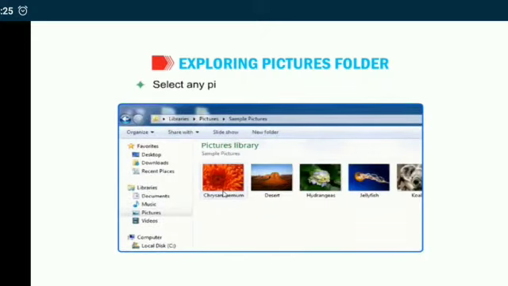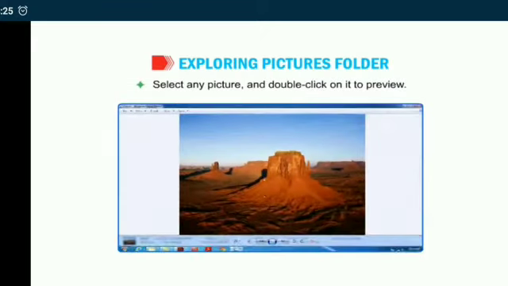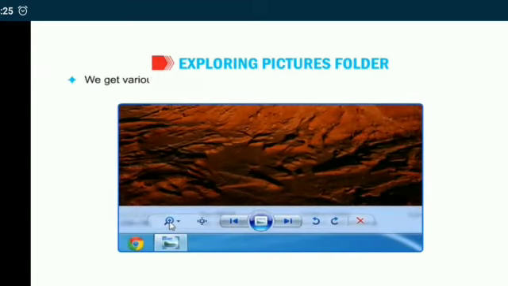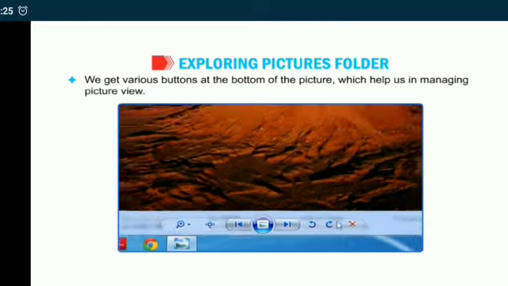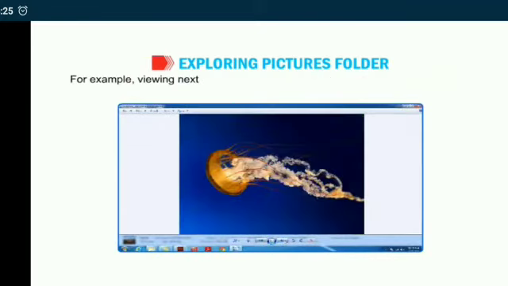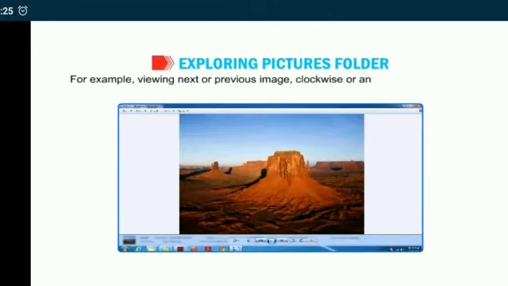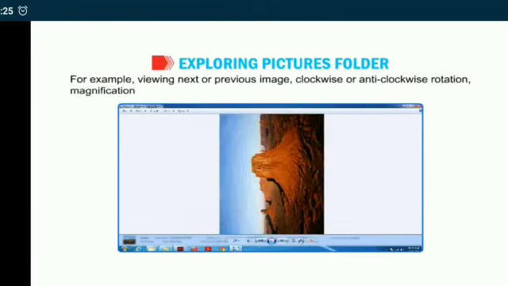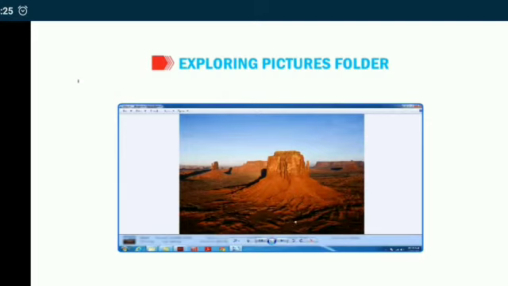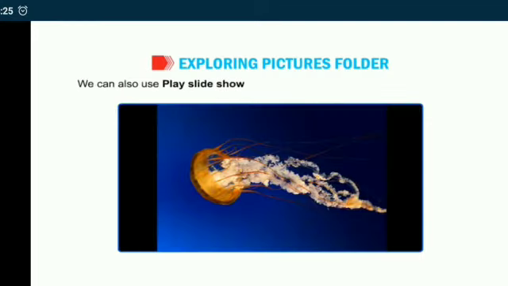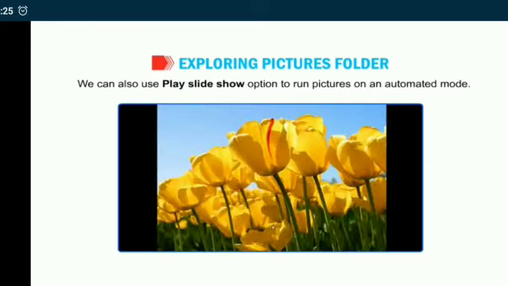Select any picture and double-click on it to preview. We get various buttons at the bottom of the picture, which helps us in managing picture view. For example, viewing next or previous image, clockwise or anti-clockwise rotation, magnification or reduction of image. We can also use Play Slideshow option to run pictures on an automated mode. Okay students, note that using calculator option in accessories, we can perform simple and complex arithmetic calculations on the computer.